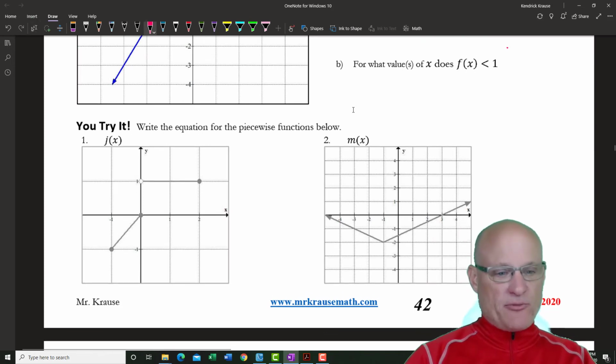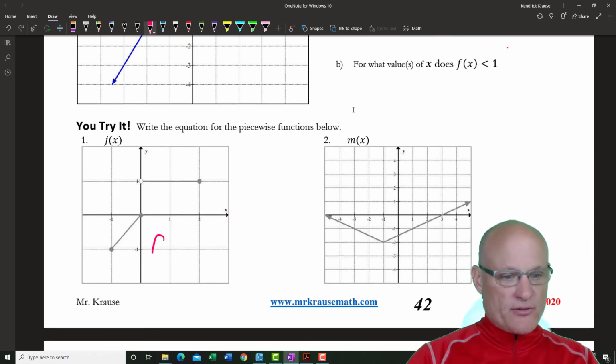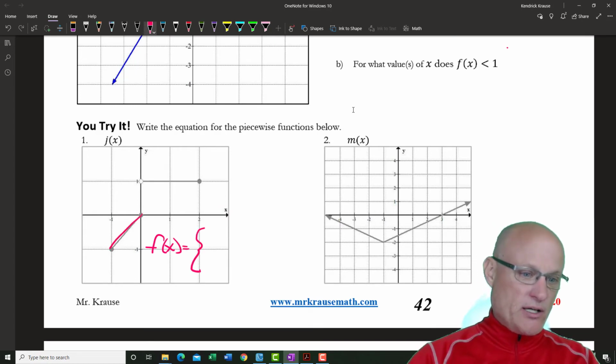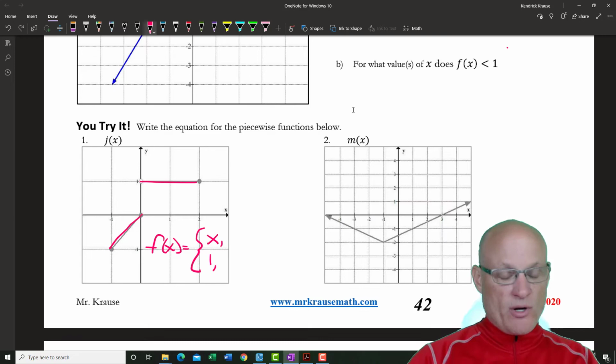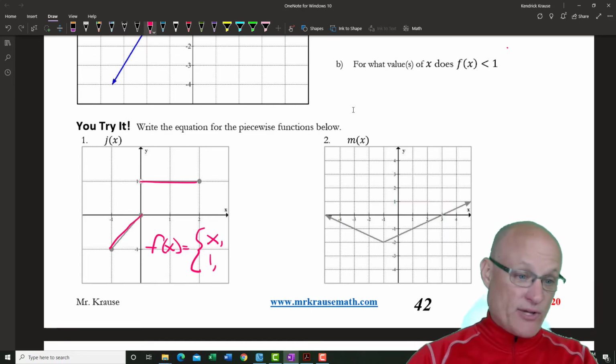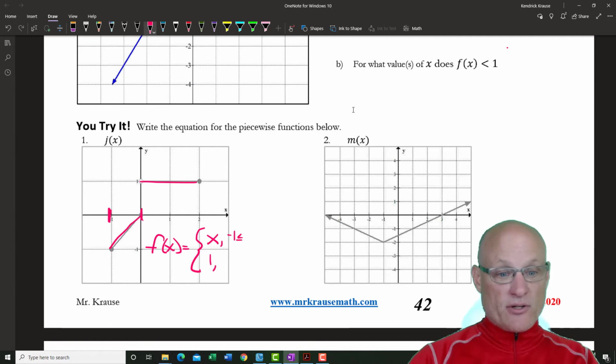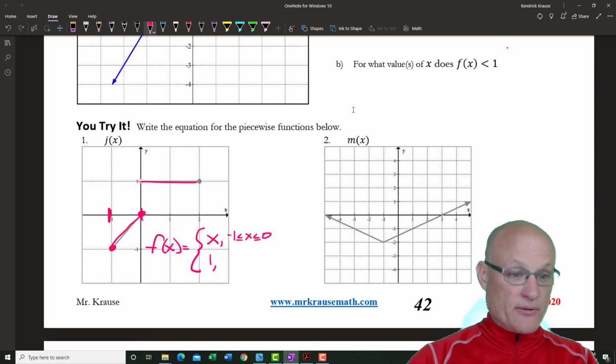Write as a piecewise function. So f of x equals, this piece here is the line y equals x. This piece here is the line y equals 1. Now, when do I use y equals x? I use y equals x from -1 to 0. So -1 less than or equal to x less than or equal to 0. Now, they're both less than or equal to because we got solid dots here.